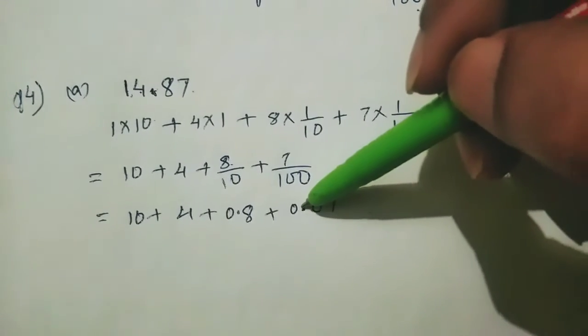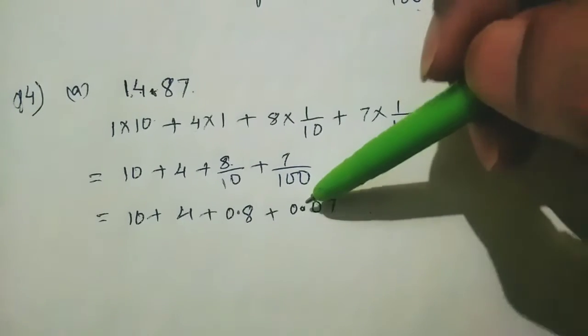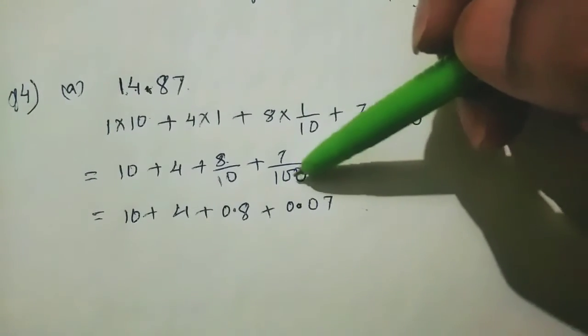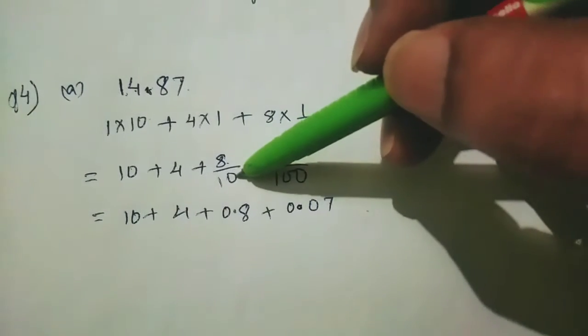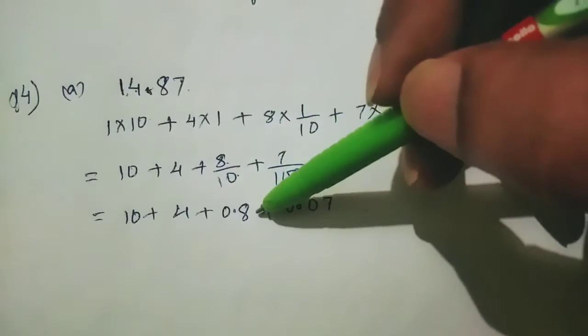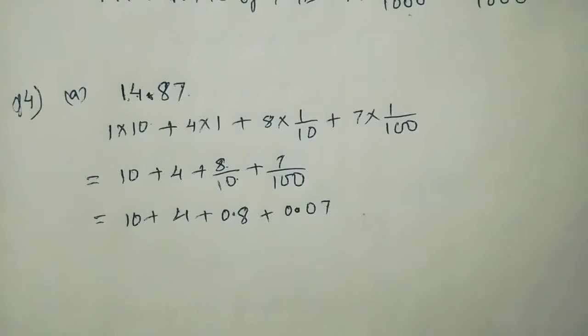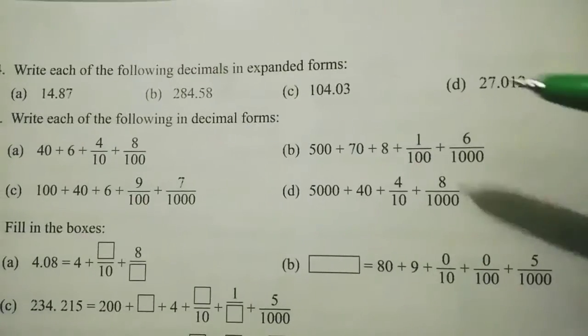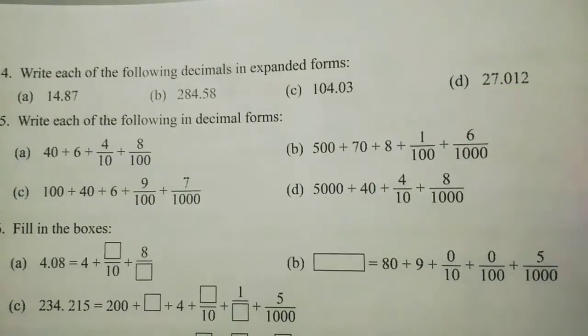The point is before two digits. That means after the point there will be two digits, because there are two zeros. Here there is one 0, that means after the point there will be one digit. In this way you have to expand the numbers. See one more number, D. B and C are your homework.